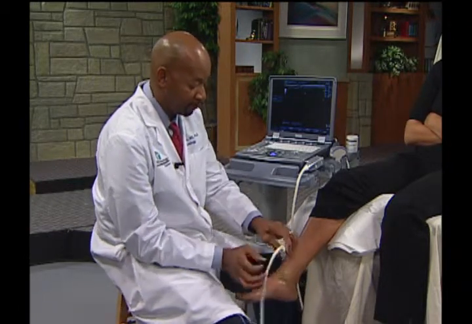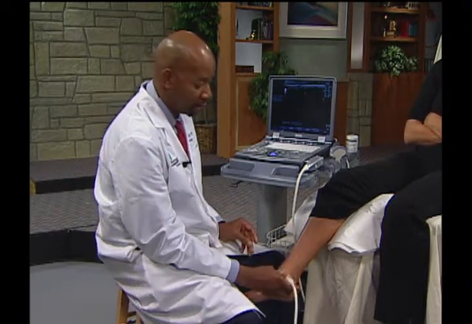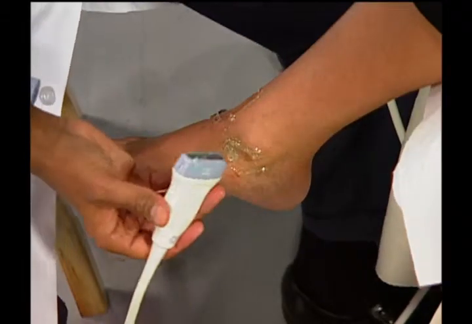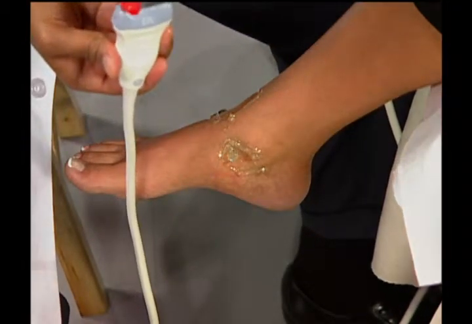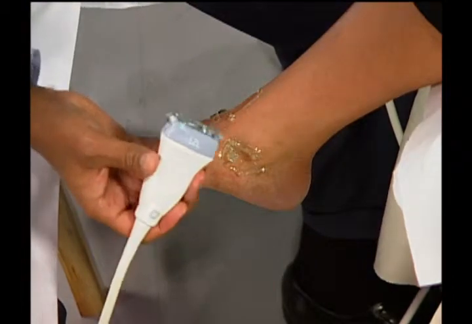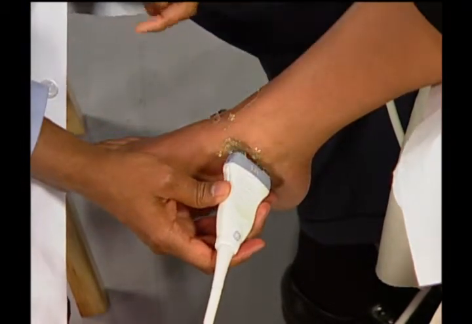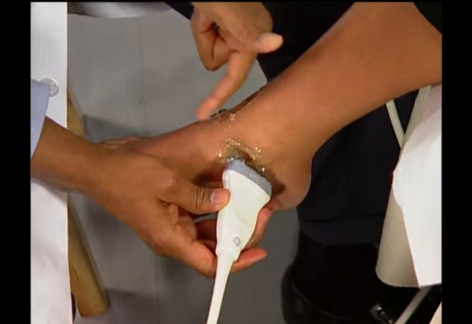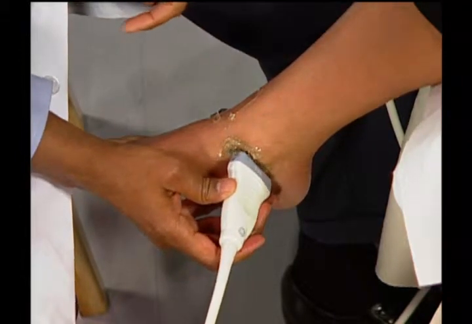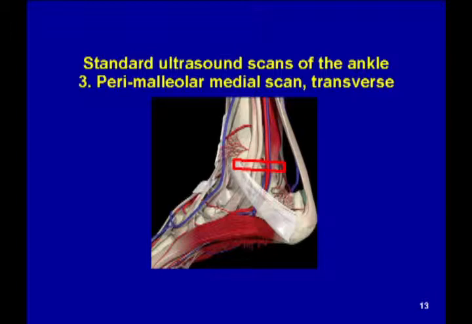Next, we'll obtain the transverse image of the medial malleolus. In this case, I'm going to change the orientation of my transducer and again take advantage of some excess gel to compensate for any anisotropy. The reason I wanted to change the transducer is so the left part of the screen is going to be the most distal structure, which we will first identify is going to be the tibialis posterior. If you look at the slide here, it shows the first structure will be the tibialis posterior.